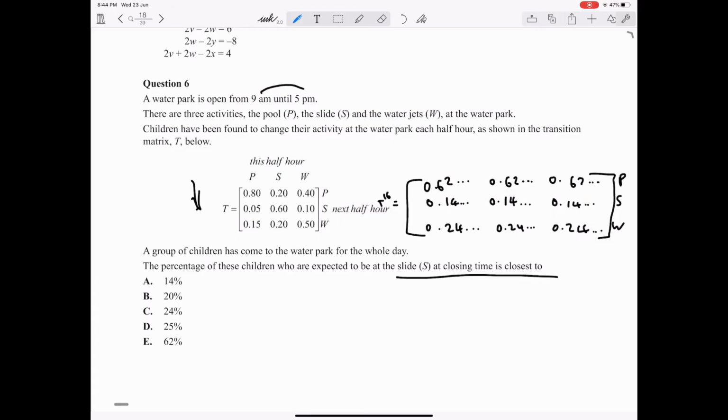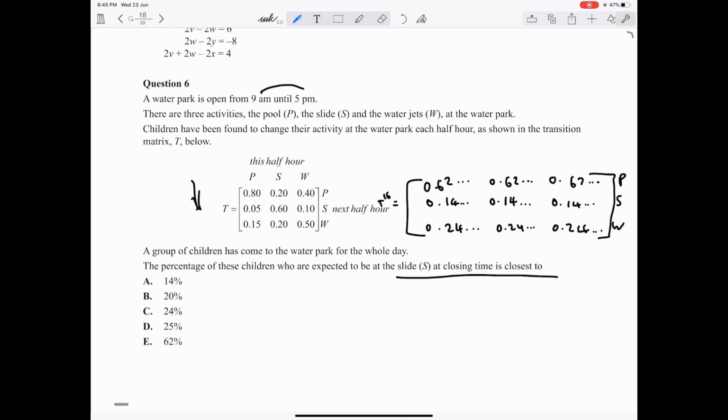Question 6. A water park is open from 9 a.m. till 5 p.m. There are 3 activities: a pool, the slide, and the water jets. At the water park, children have been found to change their activity each half hour, as shown in the transition matrix below. A group of children have come to the water park for the whole day. The percentage of these children who are expected to be at the slide at closing time is closest to.